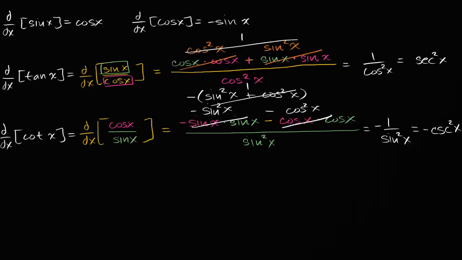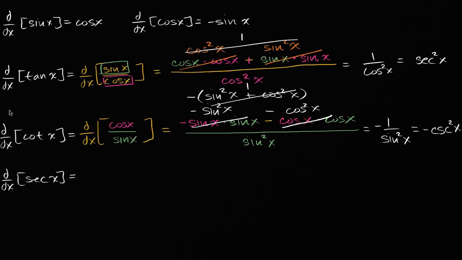In a previous video, we used the quotient rule in order to find the derivatives of tangent of x and cotangent of x. And what I want to do in this video is to keep going and find the derivatives of secant of x and cosecant of x. So let's start with secant of x, the derivative with respect to x of secant of x.